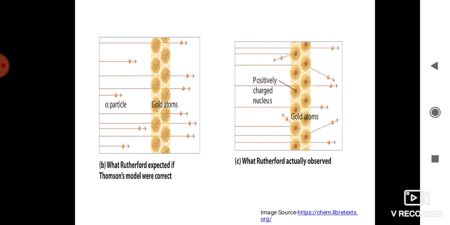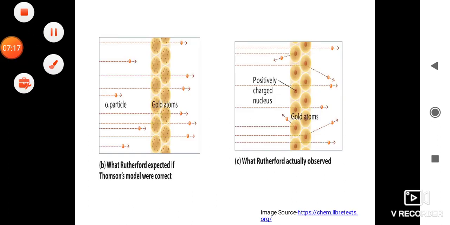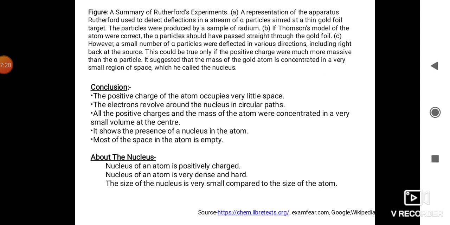From this observation, what did Rutherford conclude? This is the detail of the figure; you can read it. What are the conclusions of the Rutherford model? The first conclusion: the positive charge of the atom occupies very little space, because only one alpha particle came back to its own path, which means the positive charge in the center of the atom is very small. The electrons revolve around the nucleus in a circular path.